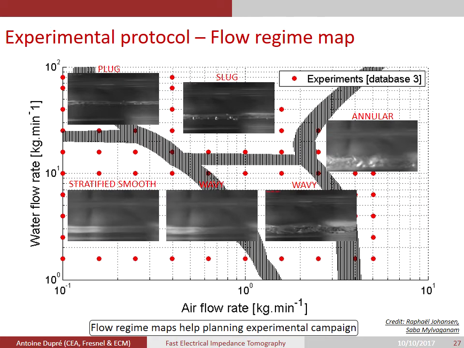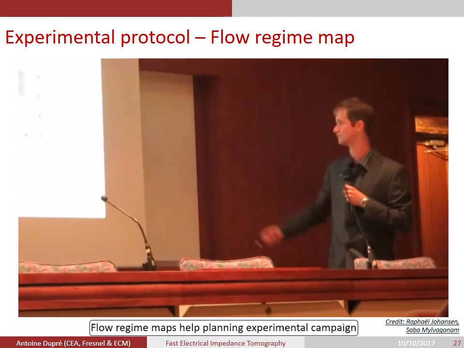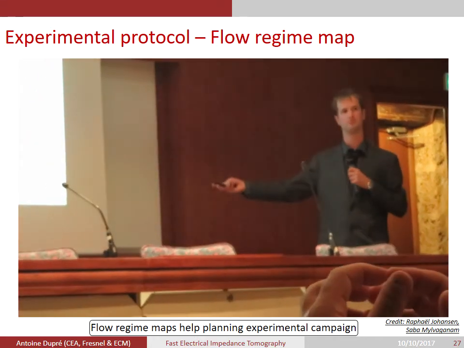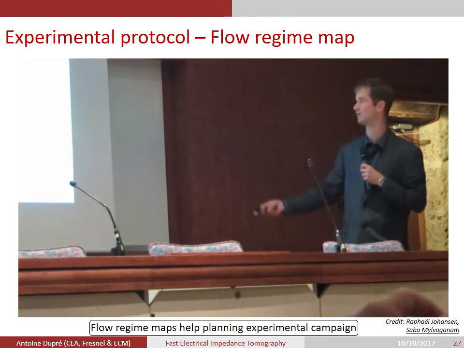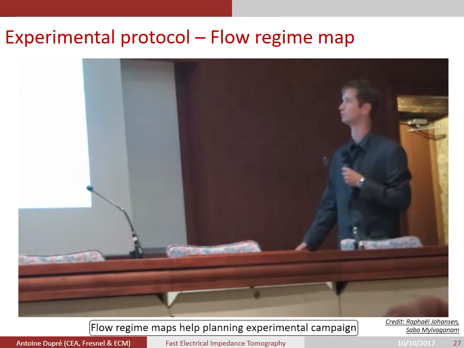The idea of the study was, for a given signal of the ECT sensor for one experiment, which is a point in the flow regime map, to compare the predictions of the identification algorithm with the observations we have in practice from other instruments. That's the first step to use the knowledge of the flow regime to identify other parameters that are specific to the flow regime.